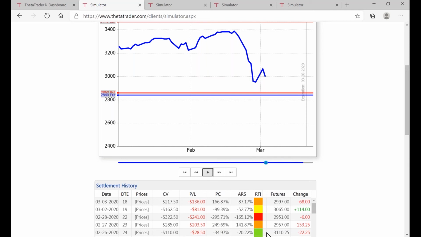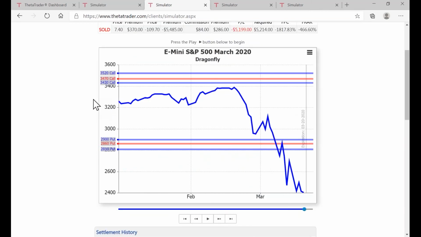Now here's the important point. Let's make sure I cover this, and I'll show you in just a second how to make this happen. You can automate this. You do not have to watch the screen. You do not have to log in. You don't have to do anything. So if you place a trade such as this and you automate with the RTI, if it turns red, the system and Theta Trader is monitoring your position. It will automatically close that trade out for you. Okay, and I will show you that in just a moment here.